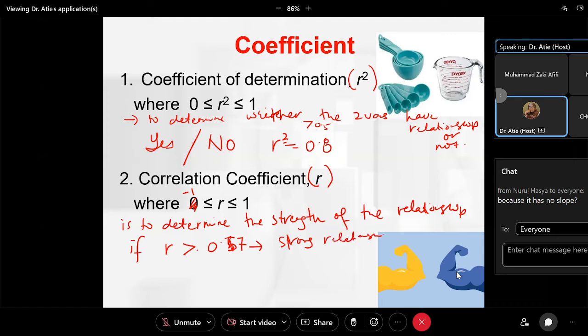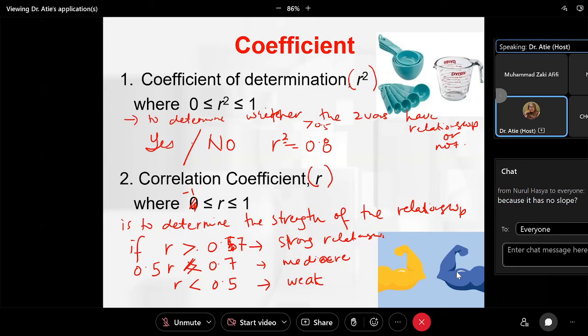If R is between 0.5 and 0.7, I can say they have a mediocre relationship. Mediocre means it's not too strong, not too weak. If R is less than 0.5, then we can say x and y have a weak relationship. Okay? Understand? Is everybody okay?